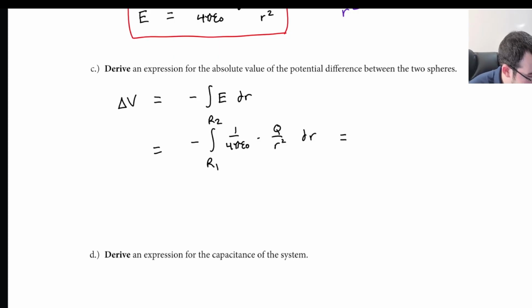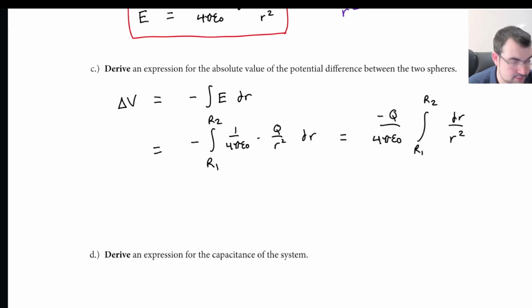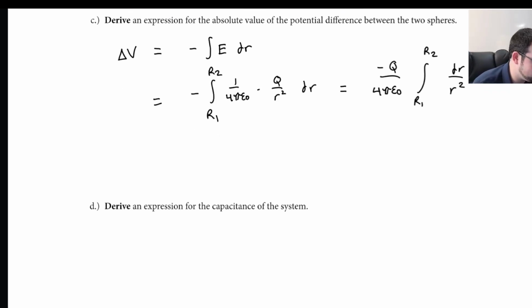Lots of these things are constant, right? Q is a constant, and so is 4 pi epsilon naught. So now we just have a relatively simple integral to do. We should be a bit careful with this. This is not a natural log, right? Because we have r squared on the bottom. So it actually is negative 1 over r. So we get negative Q over 4 pi epsilon naught times negative 1 over r, evaluated from R1 to R2.